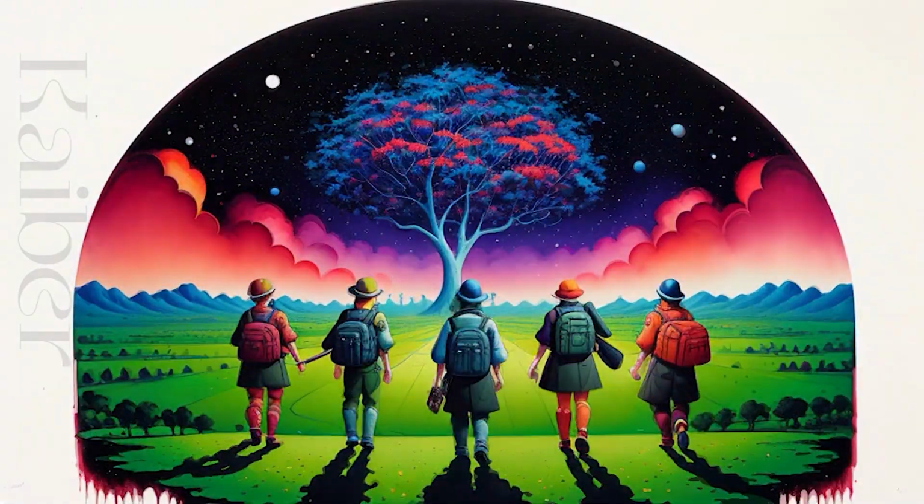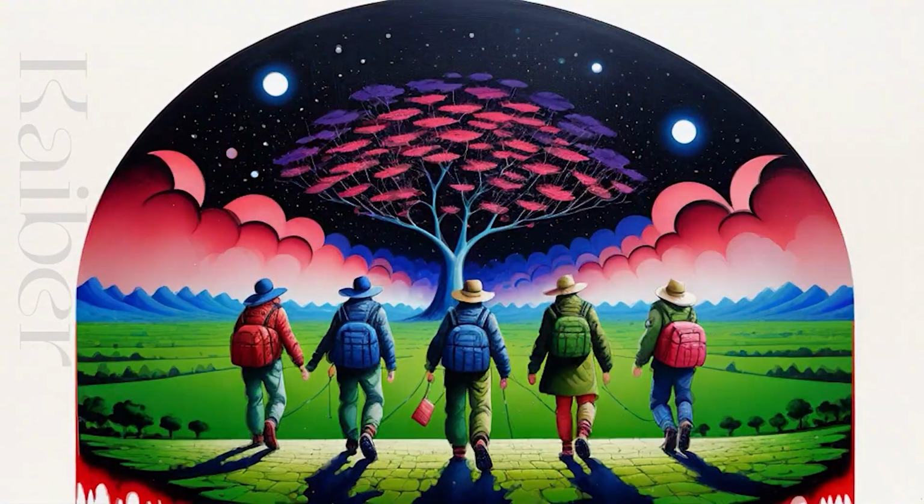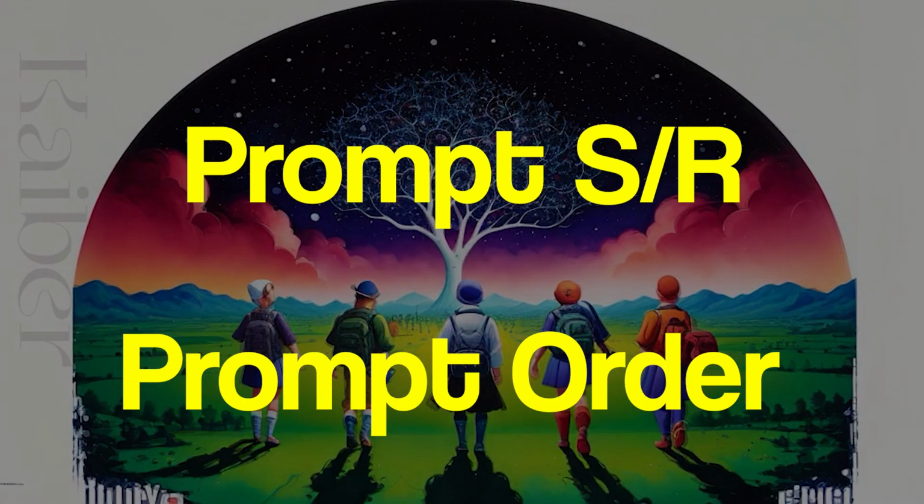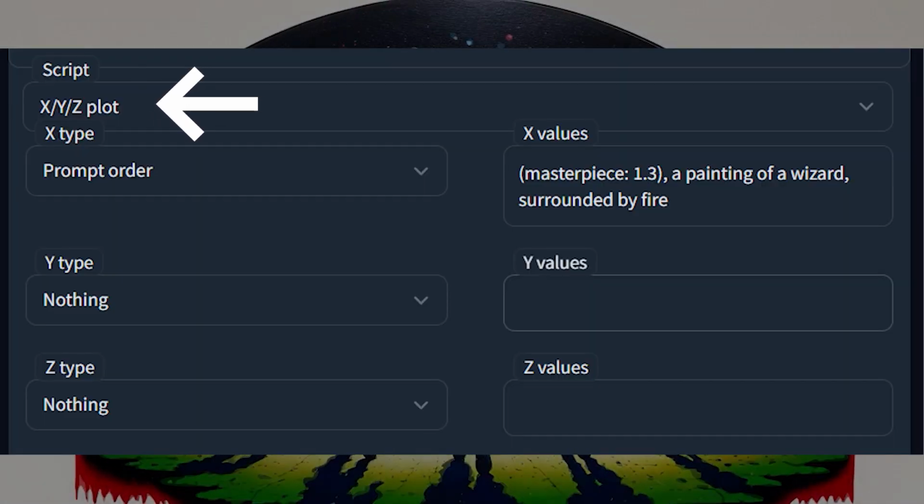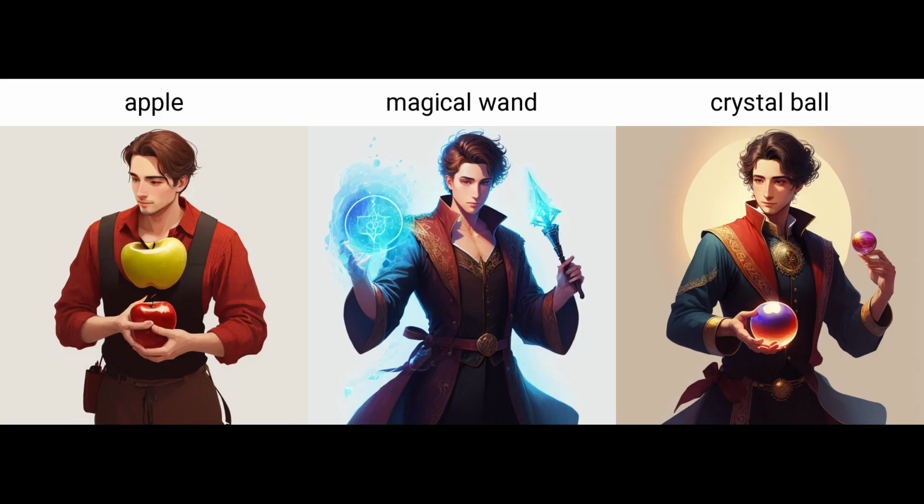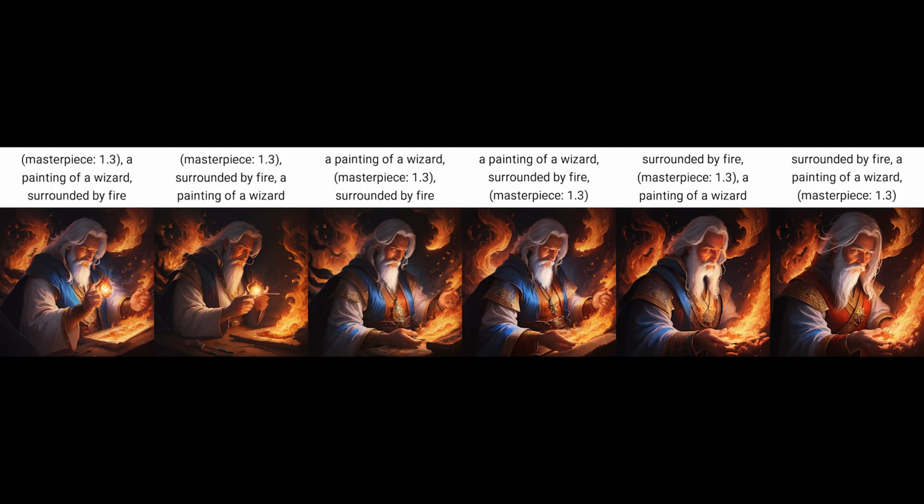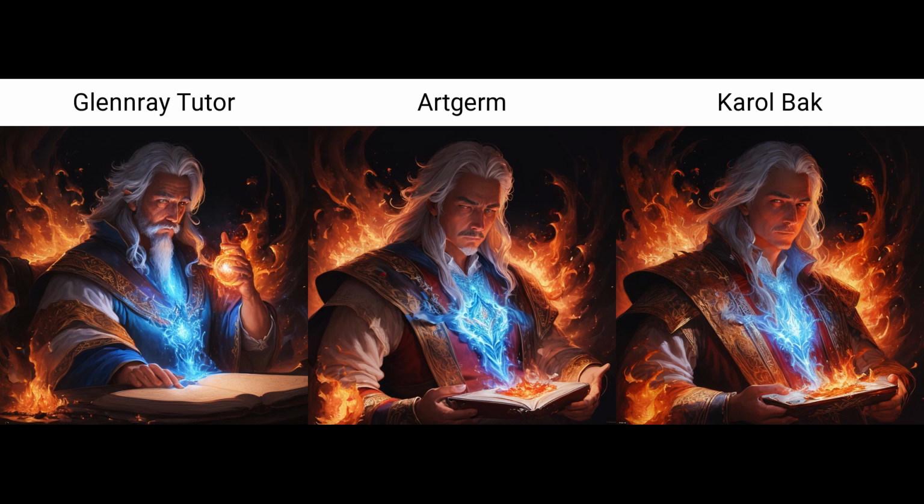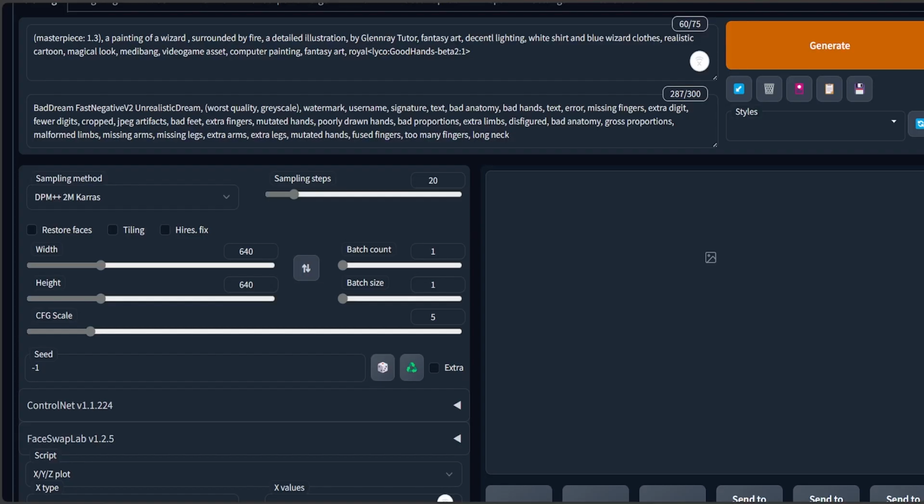Hello everyone, in this video I'm going to tell you how to use prompt search and replace and prompt order from XYZ script. This is a very important feature if you want to experiment with the model and want to improve your prompting to get better images. This feature is going to help you. So let's get started. Let's start with prompt search and replace.